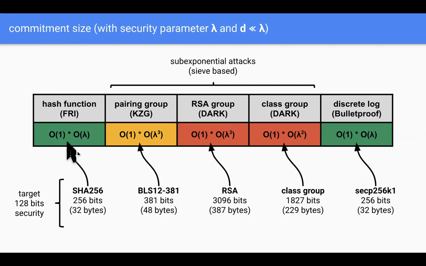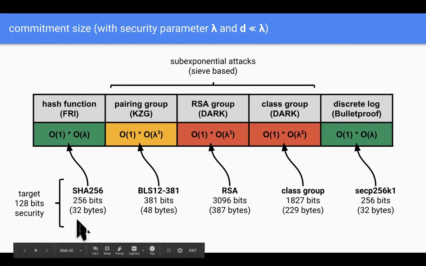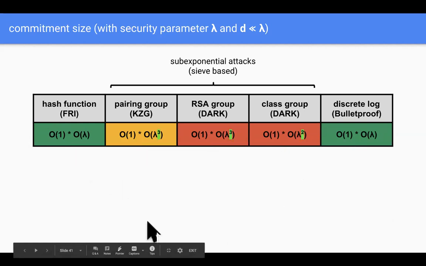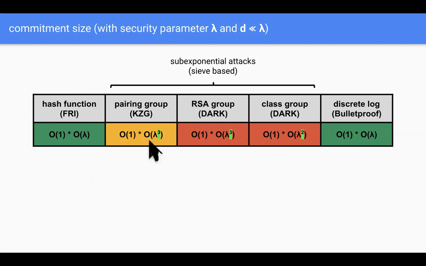For example, in FRI, your commitment will be just one hash function output, whereas for all the other ones your commitment is going to be one group element, and these groups are going to have different sizes. For the algebraic constructions, the size of the group is going to contain these relatively large powers of lambda: lambda to the power 3, lambda to the power 3, and lambda to the power 2. They're large relative to, for example, the hash function here. And the reason is that you have these sub-exponential attacks here.